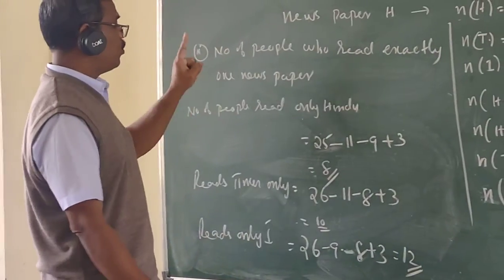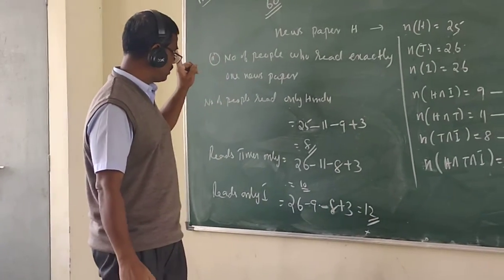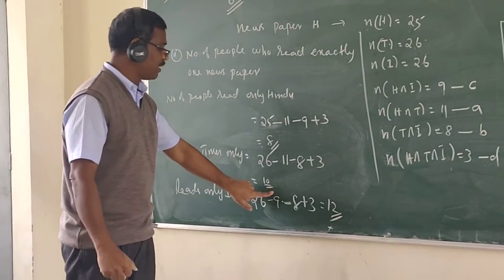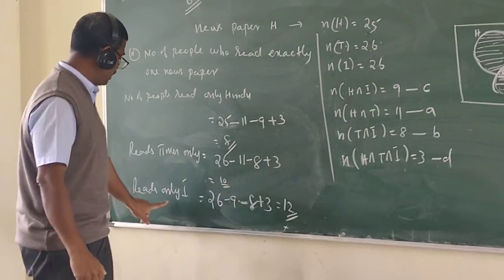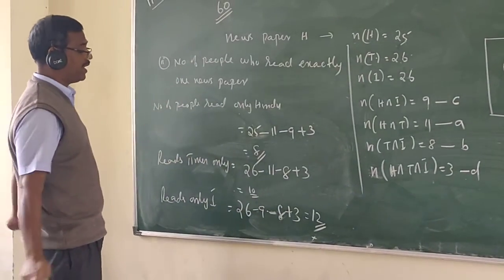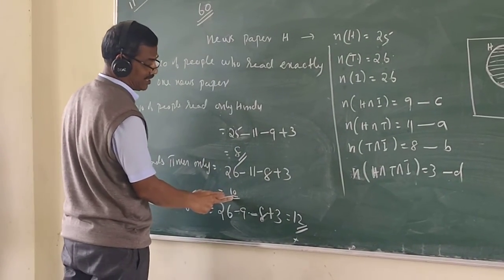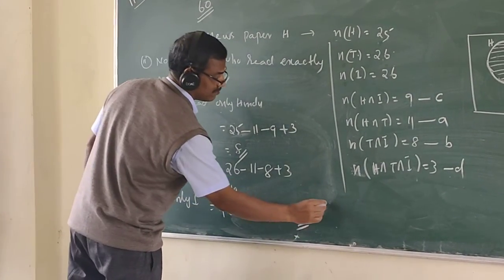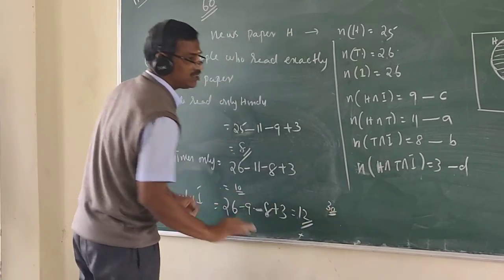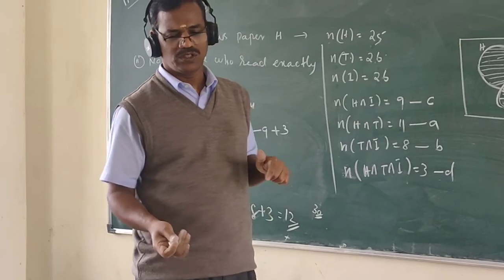So the number of people who read Hindu only is 8. The number of people who read Times only is 10. The number of people who read Indian Express only is 12. So for exactly one newspaper, how many are there? 8 plus 10, 18, plus 12. So this is the way you have to approach such questions. I think you should just go through it once again.